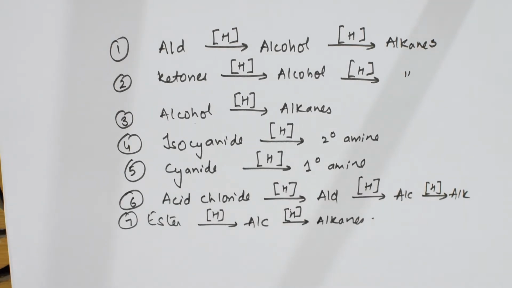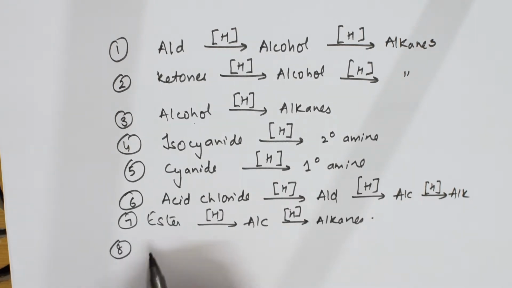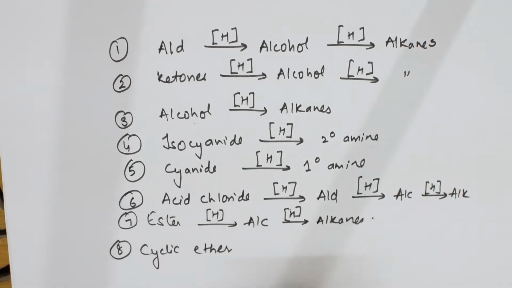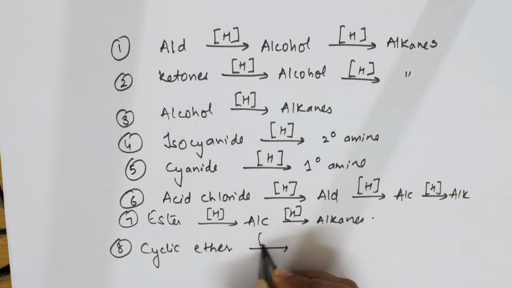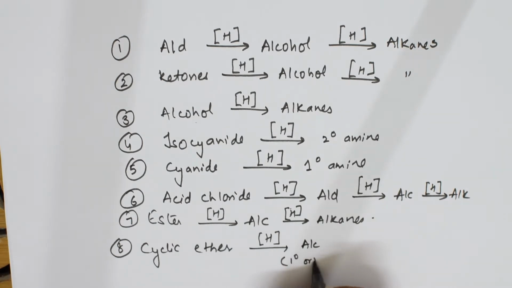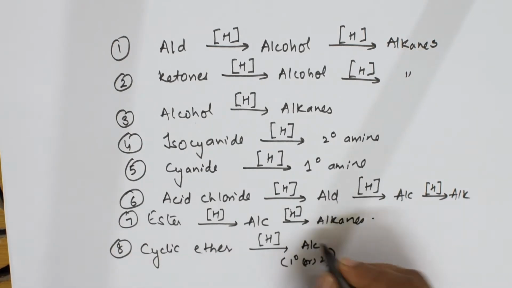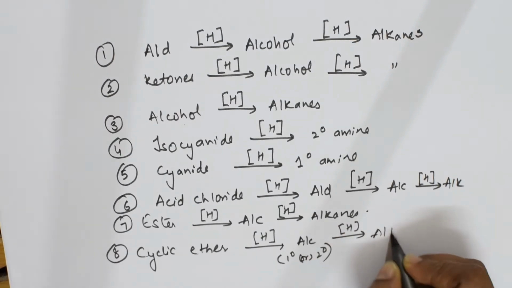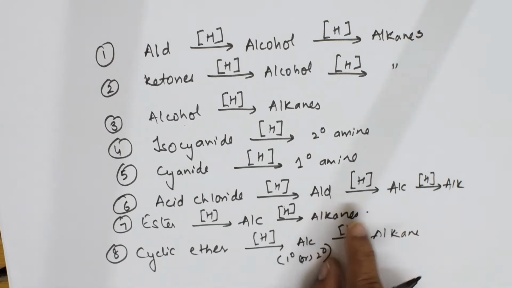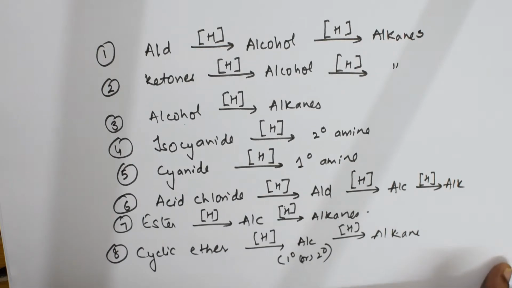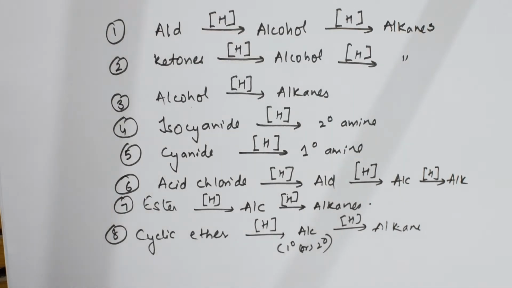Done, students? Now, after ester, if they give me cyclic ethers, suppose a cyclic ether is given to me. If I perform the reduction process on this cyclic ether, what will I get? I get an alcohol. Remember, this alcohol can be a primary or secondary alcohol. Now, this alcohol on further reduction is going to give me alkanes. As we very well know, alcohols on reduction give me alkanes, right? So you have to know this, students. Alcohol on reduction gives me alkanes.